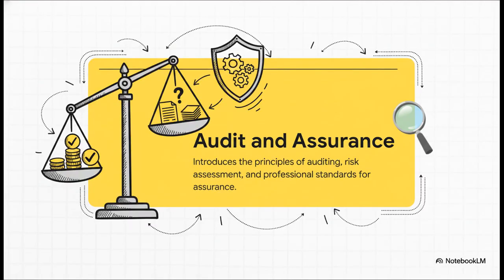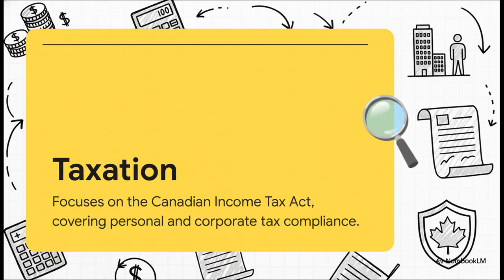Then we have Audit and Assurance, which is an absolute cornerstone of the entire accounting profession. This course teaches you how to be that independent, trusted auditor. You'll learn how to assess risk, how to gather evidence, and how to give assurance that a company's numbers are reliable. And next up, taxation. Here you'll learn the ins and outs of the Canadian tax system, covering all the essential rules for calculating income tax for both regular people and for large corporations.